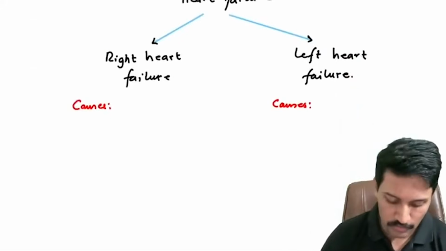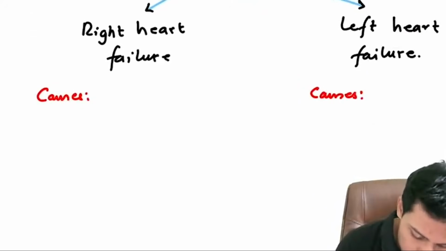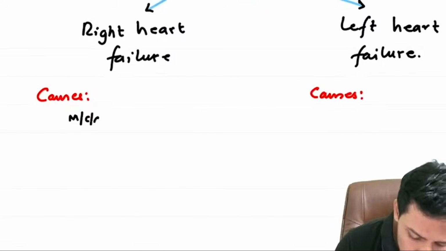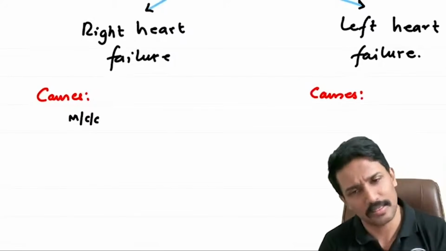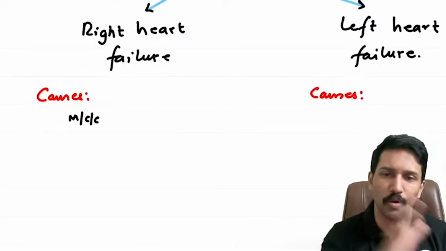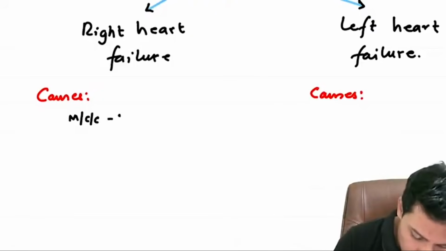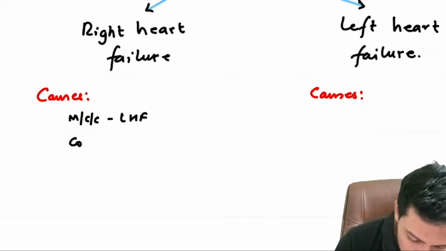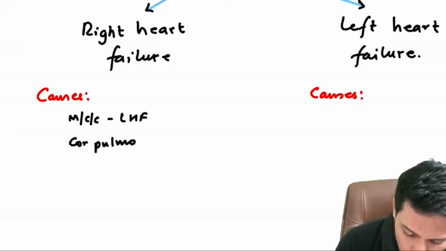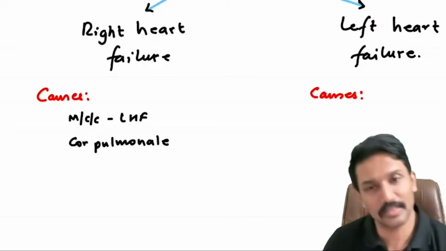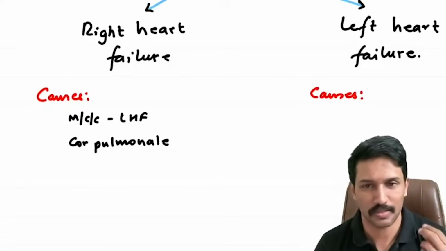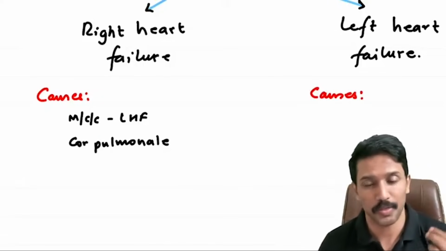So the most common cause for right heart failure is left heart failure. The most common cause for overall right heart disease is left heart disease. When the left gets affected, somehow the problem reaches the right. Apart from that, we have cor pulmonale. What is cor pulmonale? Respiratory disorders causing right heart failure. Yesterday we discussed it. We have discussed it in COPD as well.